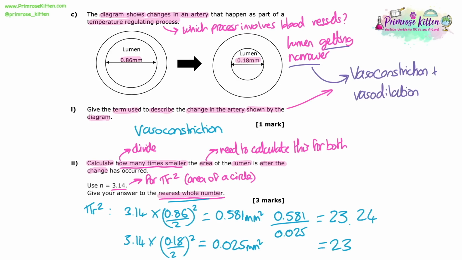If you rounded the 0.581 and the 0.025 before you did your division, then you may end up with 19 times. Either of those two answers is correct, because if you rounded those two numbers correctly before you did the division, then you can get 19. Anything between 19 and 23 is not correct, because if you rounded incorrectly, then you will not get the marks. You would get 2 marks if you've done the calculations of the area correctly, but if you rounded incorrectly and got the wrong answer when dividing, then you don't get the marks. So just be careful with rounding. I would say don't do it until the very end, just to be on the safe side.